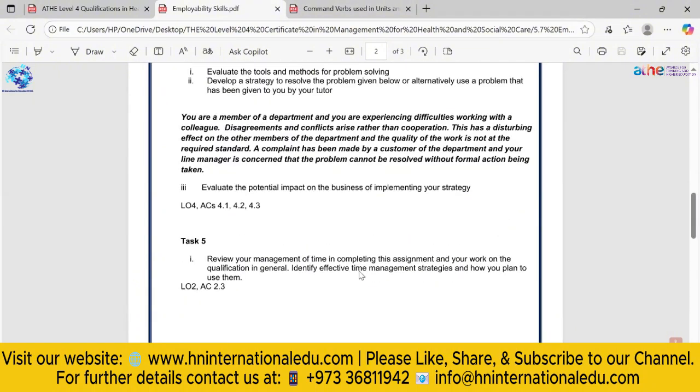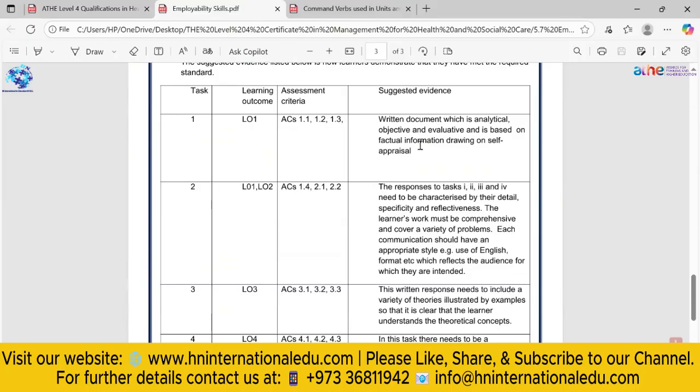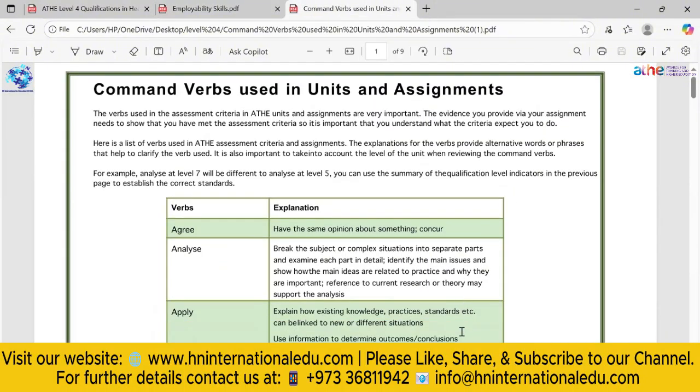And we have suggested evidence. It always guides us where to proceed with our work, though this time for this course, I felt the suggested evidence was easy, because it's only just a paragraph. Before that, everything is literally according to the assessment criteria. Then we have the command word description in the PDF.